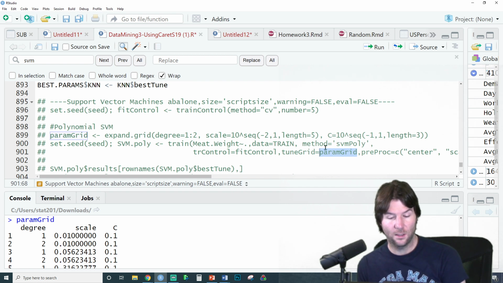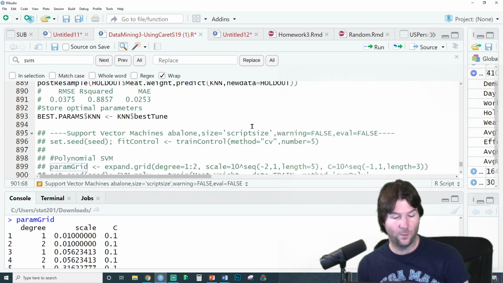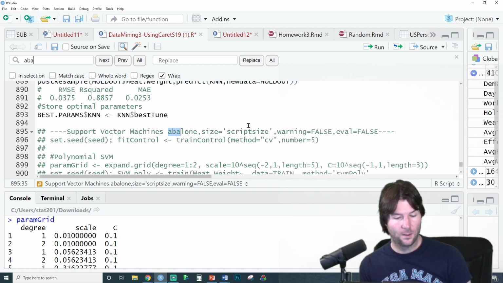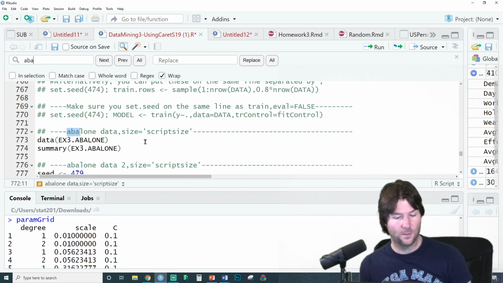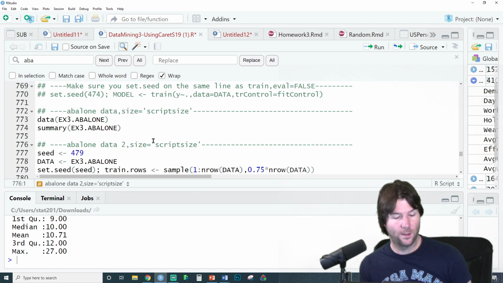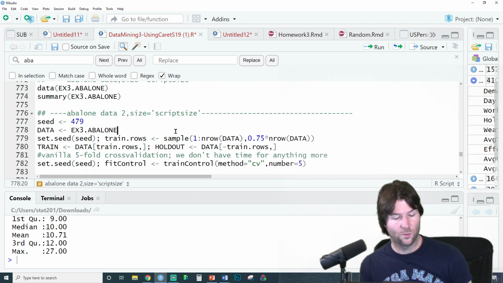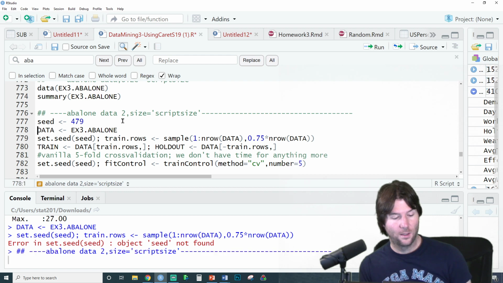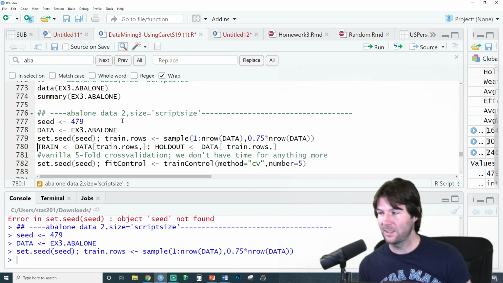So this is using data train, but where was meat weight originally made? We could look at this. We haven't done it yet, but it'll show you how it's done. This is done via the meat weight is ex4 abalone. So we can go to where, there it is. Here's the data ex4 abalone, and here's creating some train rows from it. So there we go. Set seed not found. Oh, because we put it up here. There, I just didn't run one line of code, and that's how everything goes.